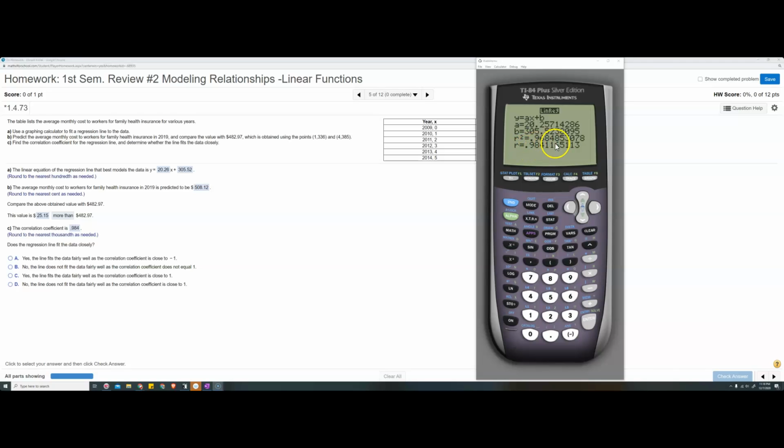Now, when it asks for the correlation coefficient, that is the value here that is R. The closer this is to 1 or -1, the better the fit of the line. So a correlation coefficient of 0.98 is pretty good. That's the R value here. So I typed that in to 3 places, the nearest thousandths. And then, does the regression line fit the data closely? Yes, the line fits the data closely. The correlation coefficient is close to -1? No, it's close to 1.